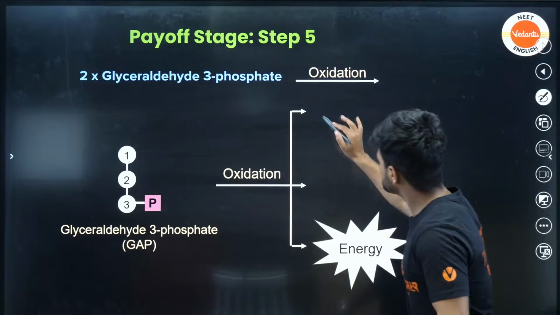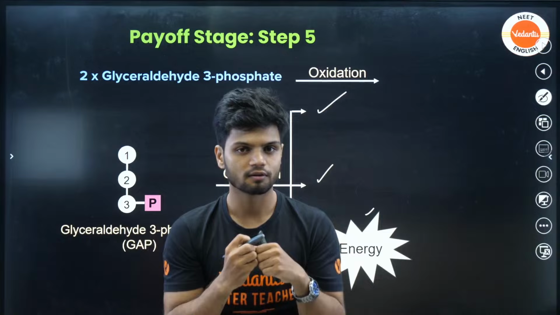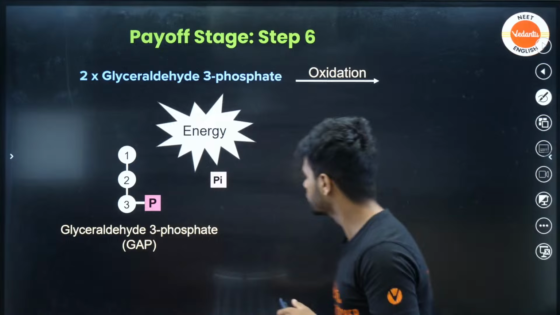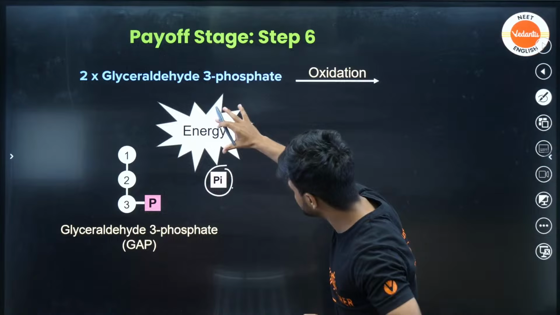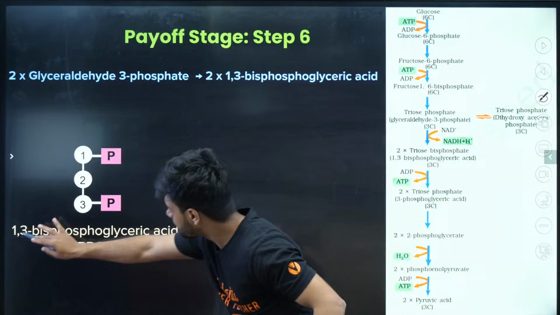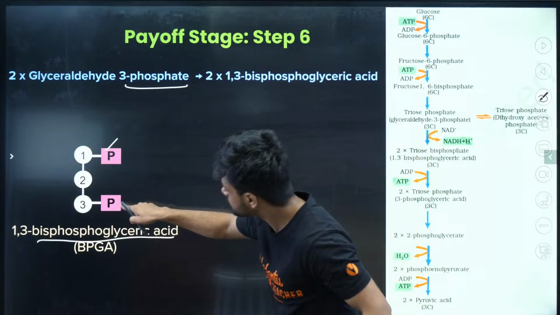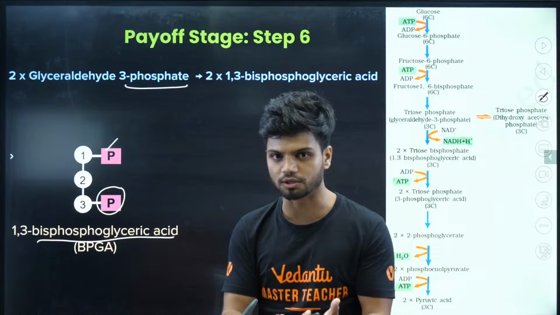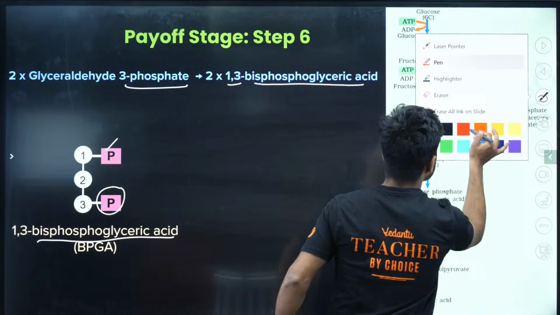But what exactly happens to energy? Now this energy is taken up for picking up the inorganic phosphate from the cytoplasm, and with the help of this energy, this phosphate joins the first carbon, which results in 1,3-bisphosphoglyceric acid. Before it was just glyceraldehyde 3-phosphate, because at the third position we had a phosphate. But after oxidation, we have 1,3-bisphosphoglyceric acid. See, students, look at here.